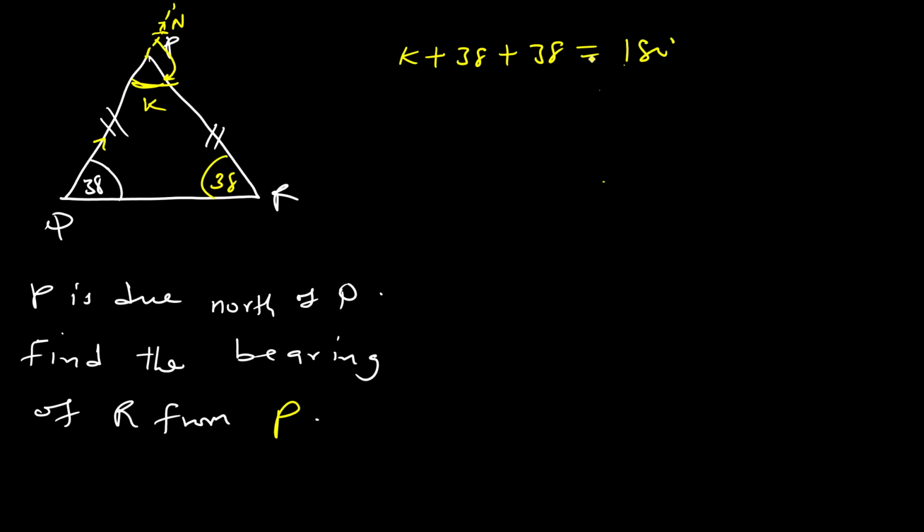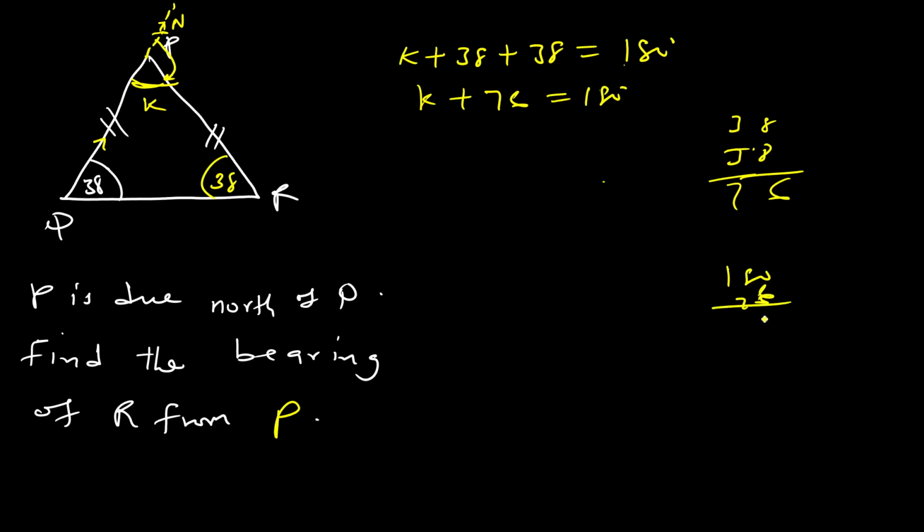Okay. All right. So 38 plus 38, 76. So we have K plus 76 equals 180 degrees. So 180 minus 76 is 104. So we have K as 104 degrees. With this, we can find this side.